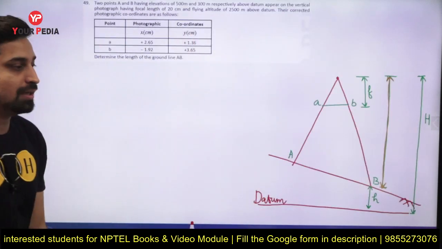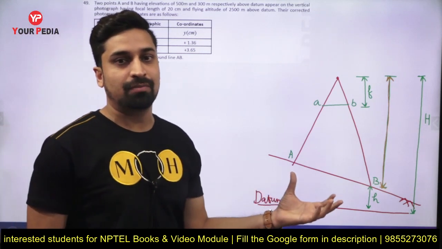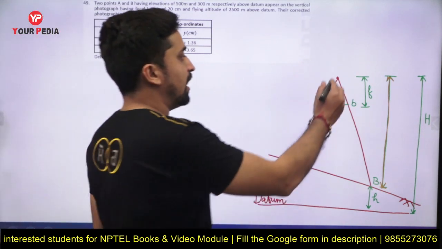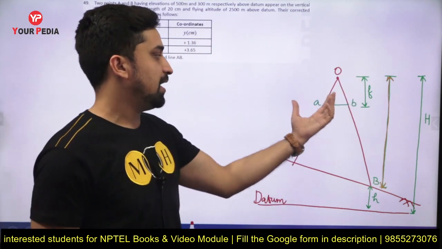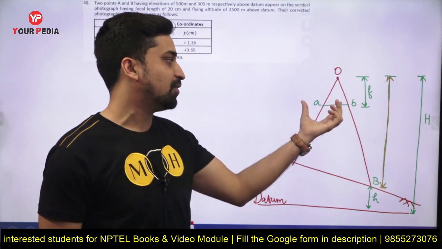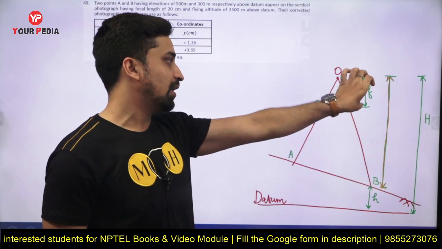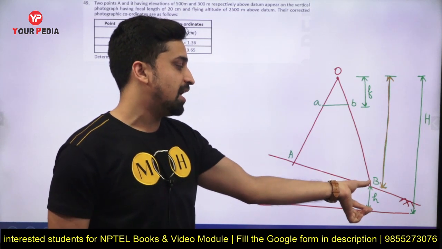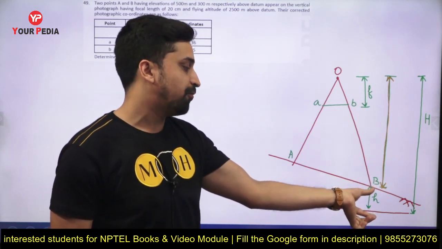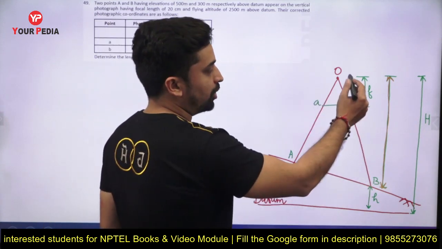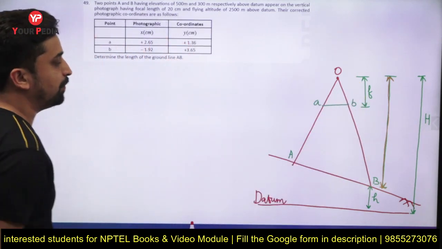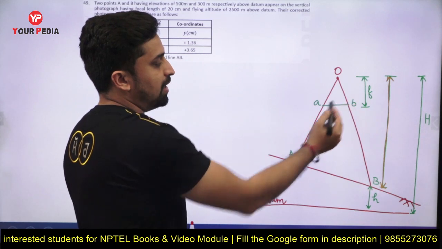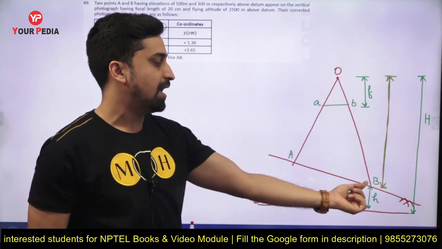Before starting, let me tell you the relation between the ground line and the photographic line. If the camera is at O, then small ab is the length of line AB on the photograph, and this is the focal length, and capital AB is the length of line AB on the ground. The line AB is at an altitude of small h from the datum, and the altitude of the camera is capital H from the datum line. So triangle O a b is similar to triangle O A B.